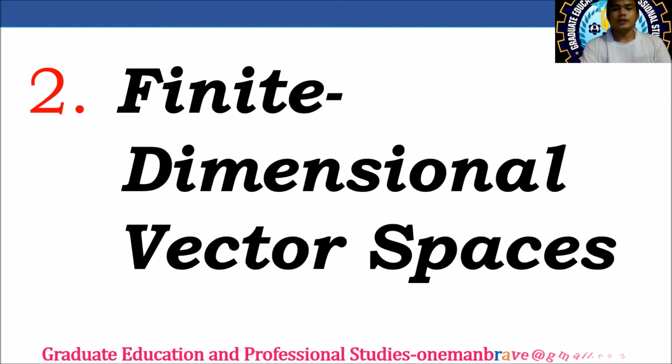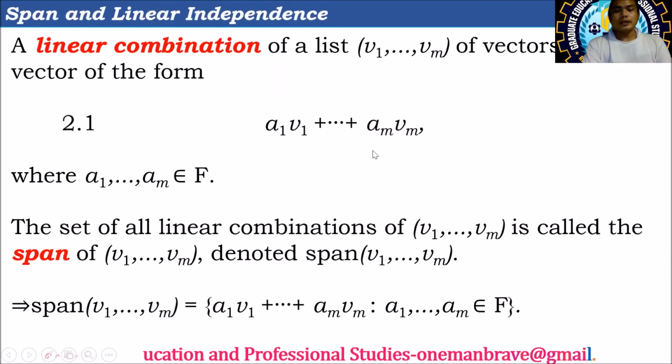Our topic for today is finite dimensional vector spaces. Before we discuss this, recall that in our previous lesson, the letter F denotes a real number or complex number. Also recall that V represents a vector space over F. So first, we have span and linear independence.